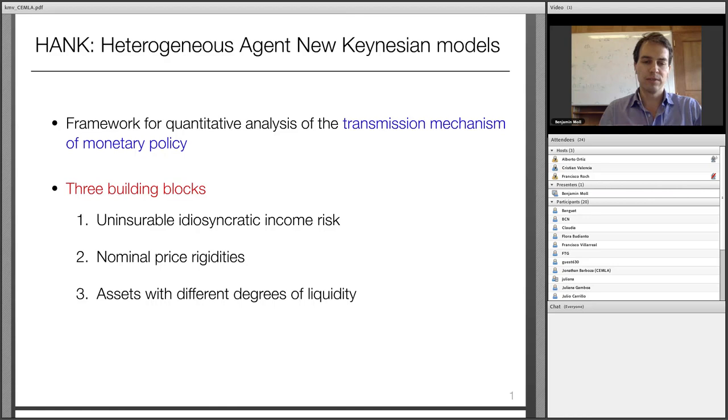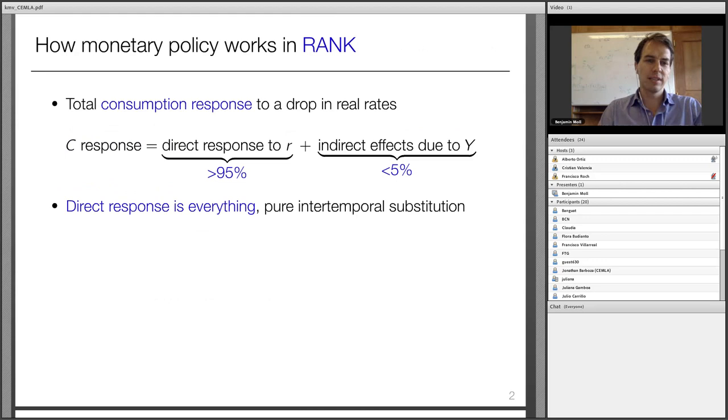Our starting point is really a striking observation about how monetary policy works, not in the type of Hank models I'll talk about, but instead in the standard textbook representative agent New Keynesian model, and to poke a little fun, we like to call that rank. Our paper is going to be about the transmission of monetary policy to the largest component of GDP, that's aggregate consumption. And for everything we're going to do, we're going to take as given that the central bank can somehow affect real rates. So forget about the zero lower bound or anything like that. That's not what our paper is about.